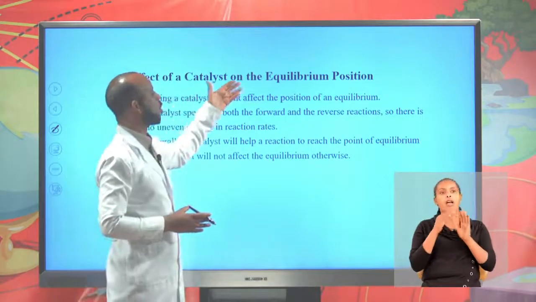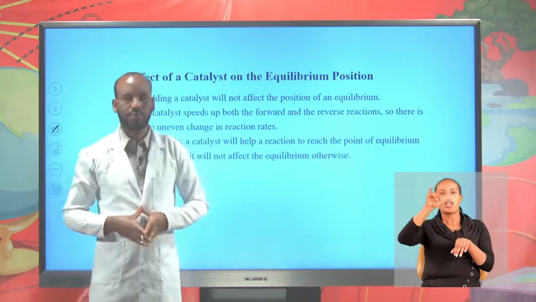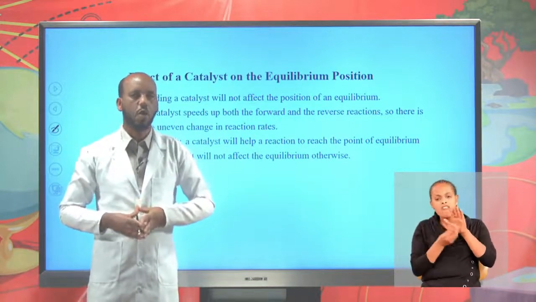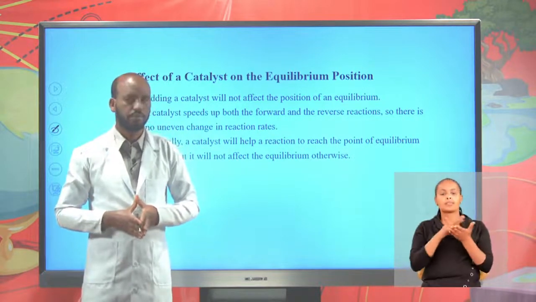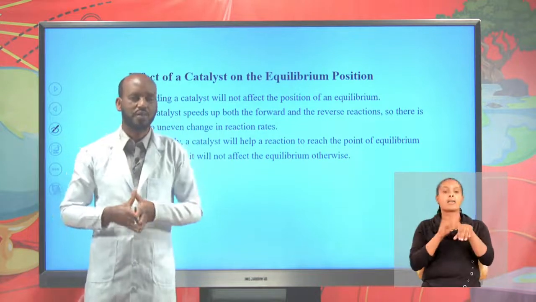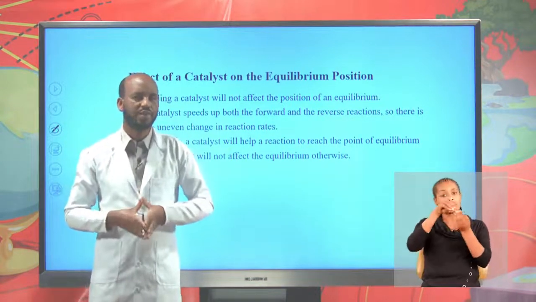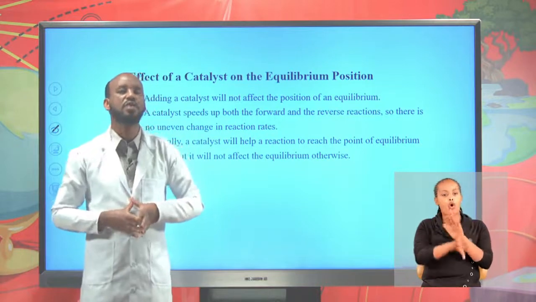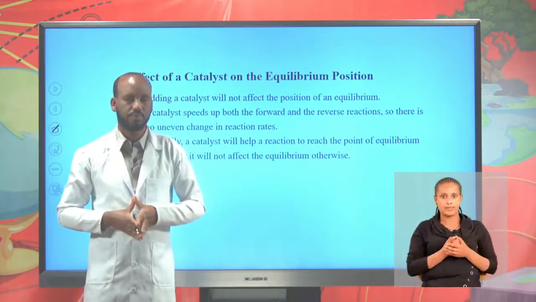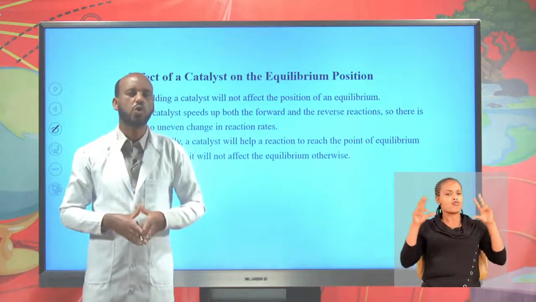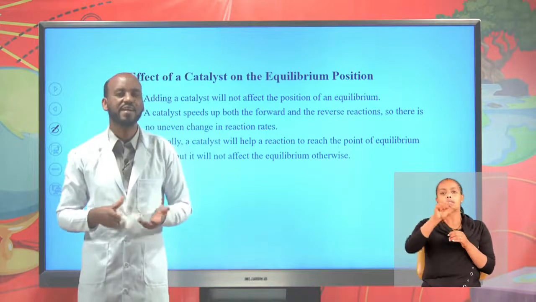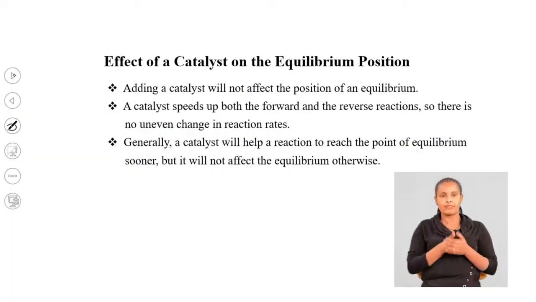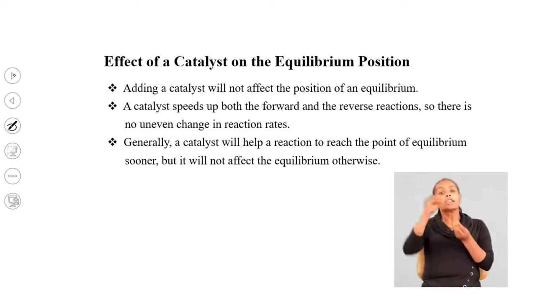Effects of a catalyst on equilibrium position. What is the effect of adding a catalyst to an equilibrium reaction? Note that catalysts are substances that increase the rate of a reaction by lowering the activation energy. Catalysts have no effect on equilibrium position. They only speed up the rate of the reaction. Hence, adding a catalyst will not affect the position of an equilibrium.